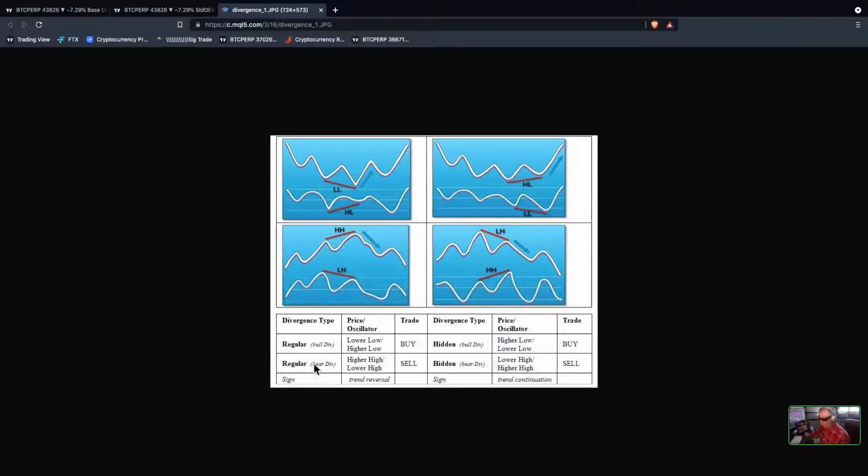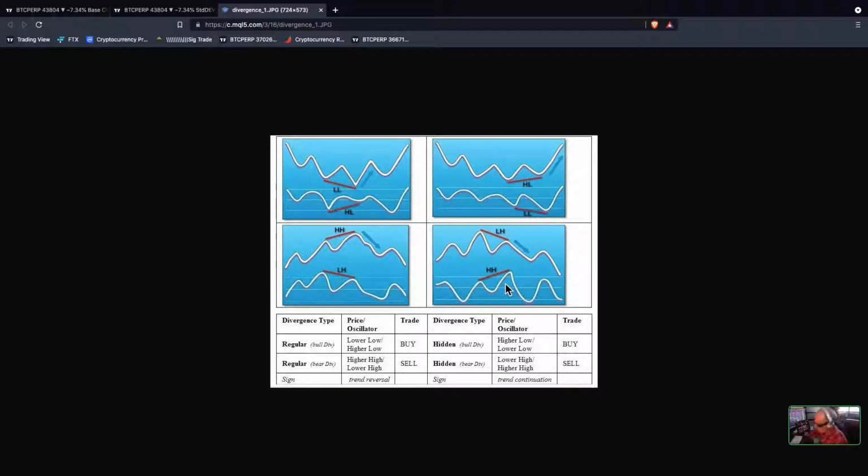When we're talking about regular bear divergence, you're going to have a higher high on price action and a lower high on the indicator. Now, when you go over to the hidden types of divergences, hidden bull divergence is when you have a higher low on price action and a lower low on the indicator. Hidden bear divergence is when you have a lower high on price action and a higher high on the indicator.